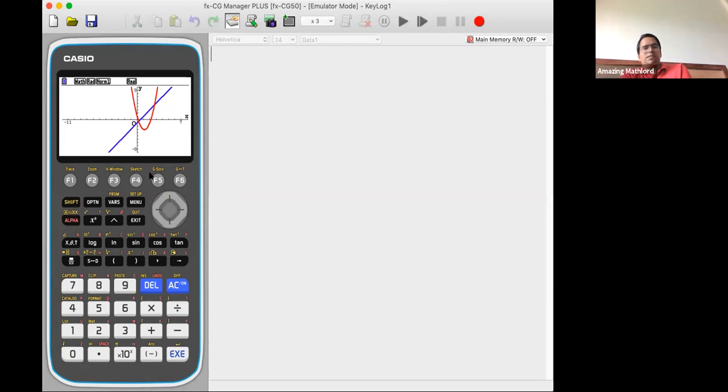You can see the two intersections. Plot these graphs as working in your answer script, and just press G-Solve and intersect. The first intersection that you see is 0.241, and the second intersection is 2.758. These are the two intersections that you're getting for this particular question.